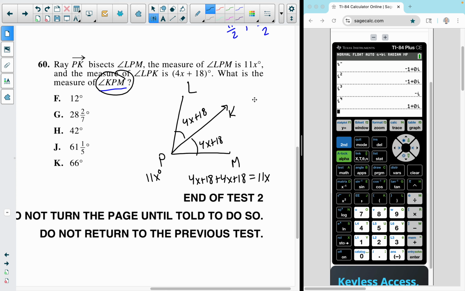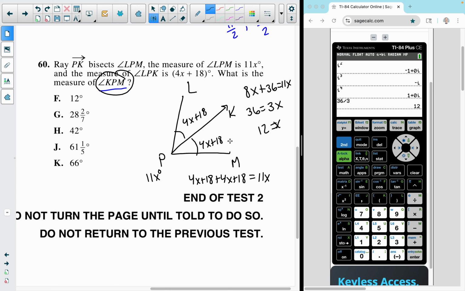So 4x plus 4x is 8x, plus 18 and 18 is 36, equals 11x. I'll take away the 8x, so that'll be 36 is equal to 3x, and I'll divide by 3, so 36 divided by 3 is 12. So that is an answer choice, but that is not the correct answer because this is asking for the angle. I just found the value of x, so it is not going to be 12. So be careful in reading this.